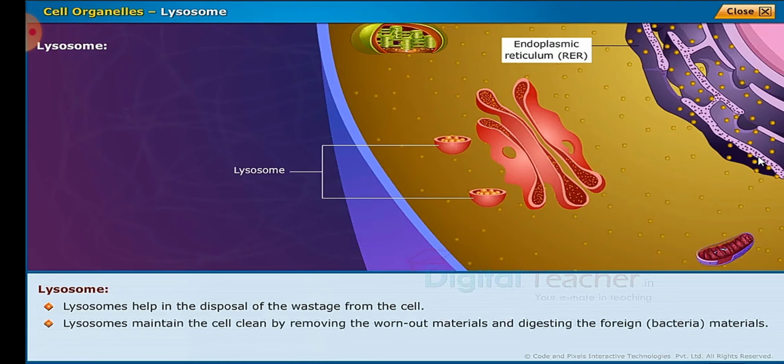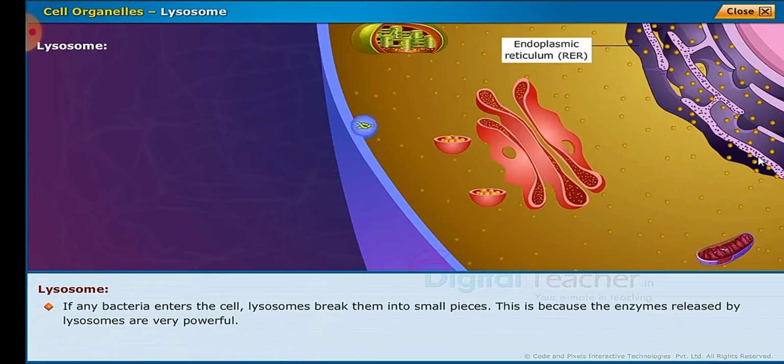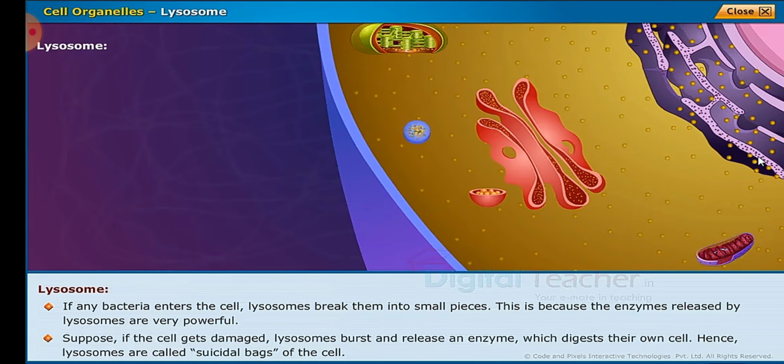Lysosomes keep the cell clean by removing the worn-out materials and digesting the foreign or bacterial materials. Lysosomes contain destructive enzymes. If any bacteria enter the cell, lysosomes break them into small pieces. This is because the enzymes released by lysosomes are very powerful. Suppose the cell gets damaged, lysosomes burst and release an enzyme which digests their own cell. Hence, lysosomes are called suicidal bags of the cell.